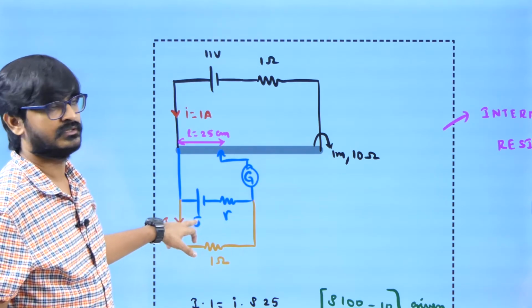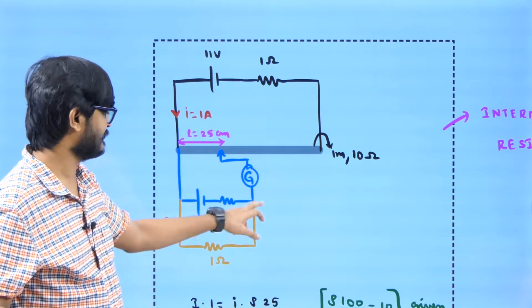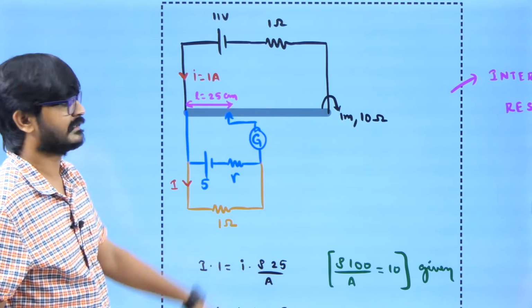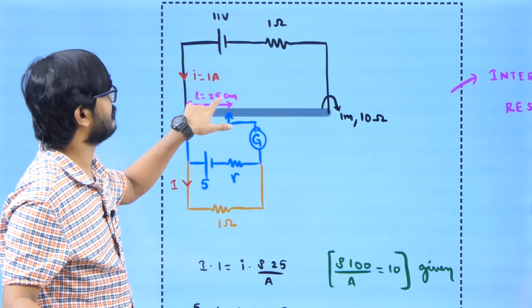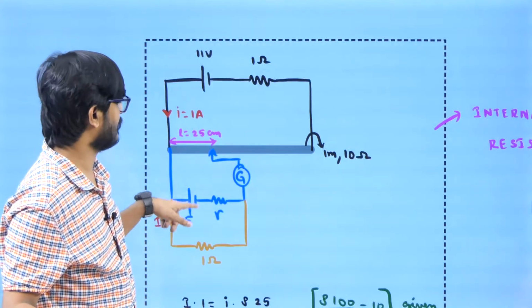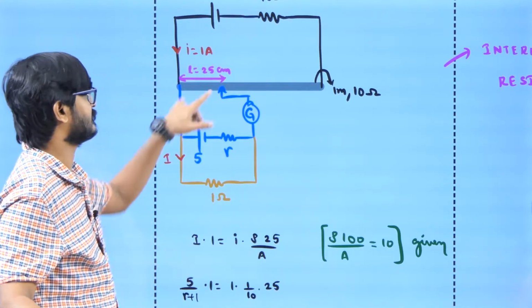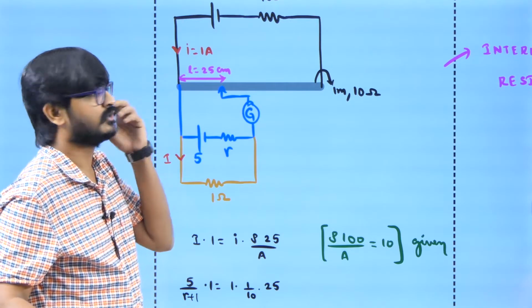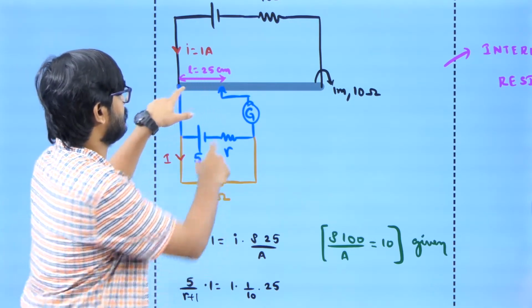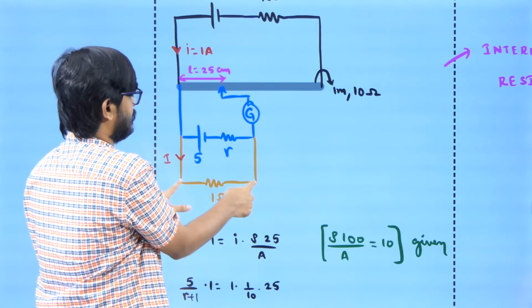Now I am going to connect some known resistance in parallel. Again I'll be seeing where that zero deflection will happen. Obviously it must happen for less length than earlier, that you can conclude by yourself. Earlier it happened at 50, now it happened at 25. If it is 25, then this potential difference is going to be 2.5. This potential difference is 2.5, then this has to be 2.5, this has to be 2.5.